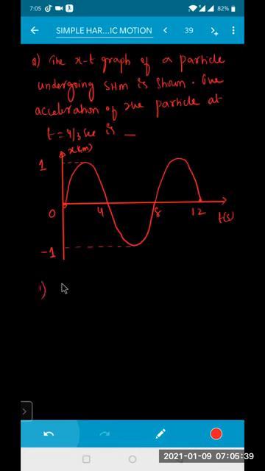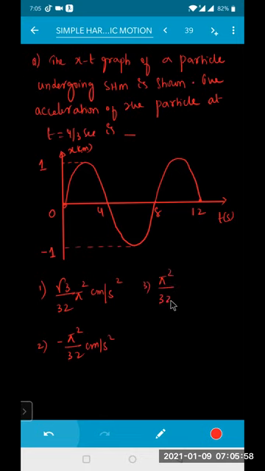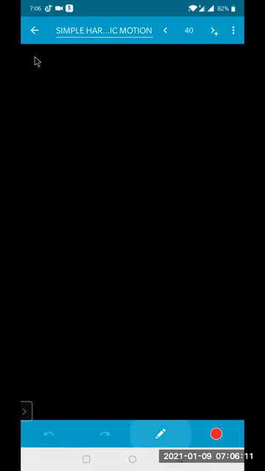So I'll give the options for this one. The first is √3 divided by 32 into pi square centimeter per second square. The second is minus pi square divided by 32 centimeter per second square. The third is pi square divided by 32 centimeter per second square. And the fourth is minus √3 divided by 32 into pi square centimeter per second square.